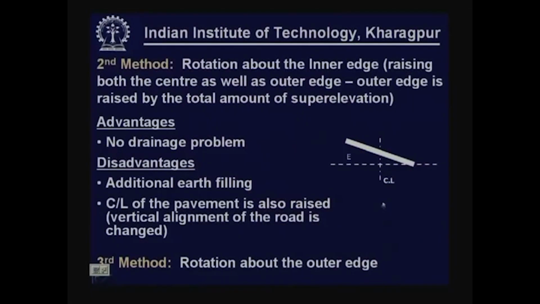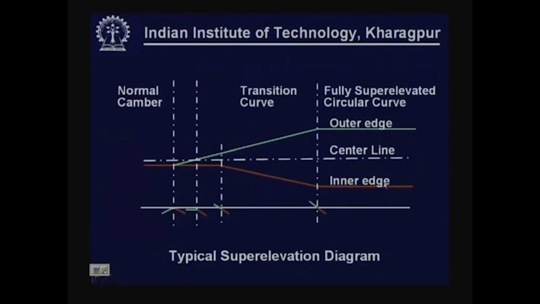So, there are three alternative methods: whether to rotate it with respect to the center line, with respect to the inner edge, or with respect to the outer edge. Now, each method has its own advantages and disadvantages. One has to apply case specific judgment, and decide which will be the most appropriate method for a given situation. Now, that completes generally our discussion about attainment of super elevation.